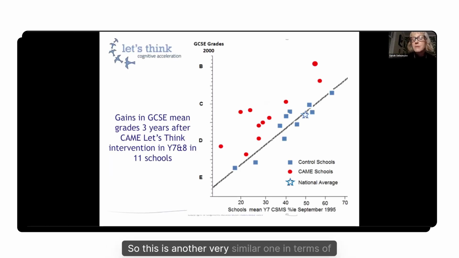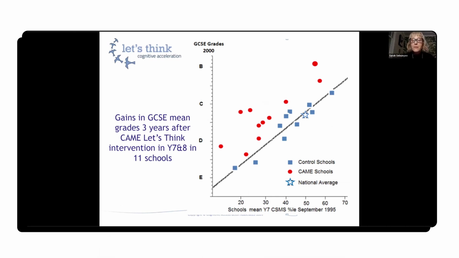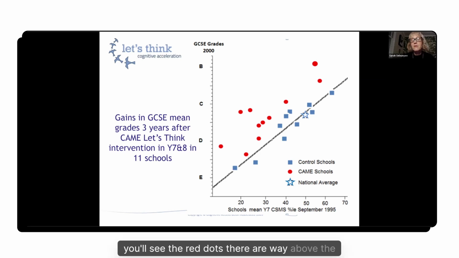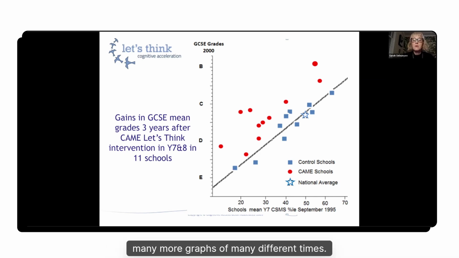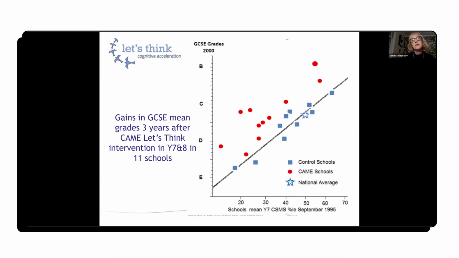So this is another very similar one in terms of maths, showing exactly the same thing. Again, 3 years after the schools had experienced Let's Think maths. You'll see the red dots there are way above the line. They were doing way better than the blue squares, which are the control schools that didn't have Let's Think in their classrooms. And that was 3 years after the intervention. So what we're seeing here, and I could have shown you many, many more graphs of many different times, is a big impact on children's thinking and understanding across the curriculum that lasts over time. So that's a little bit about the proof that Let's Think works.